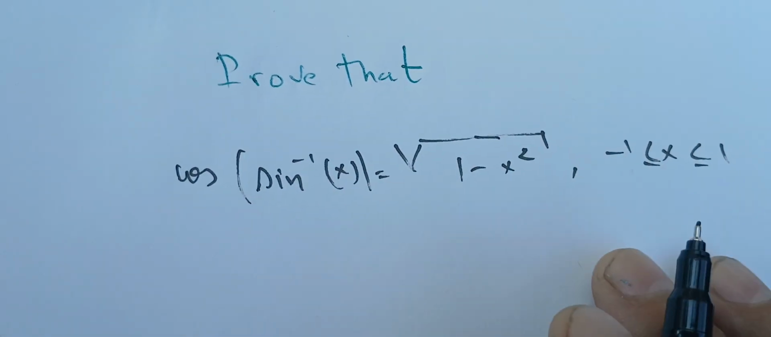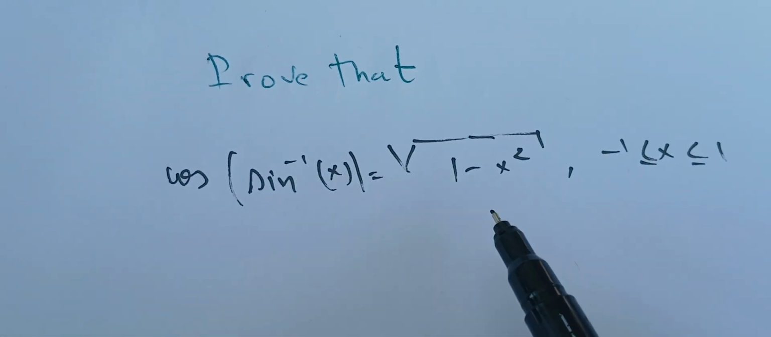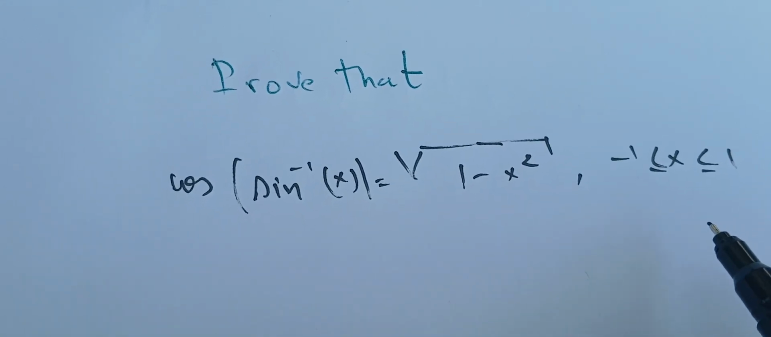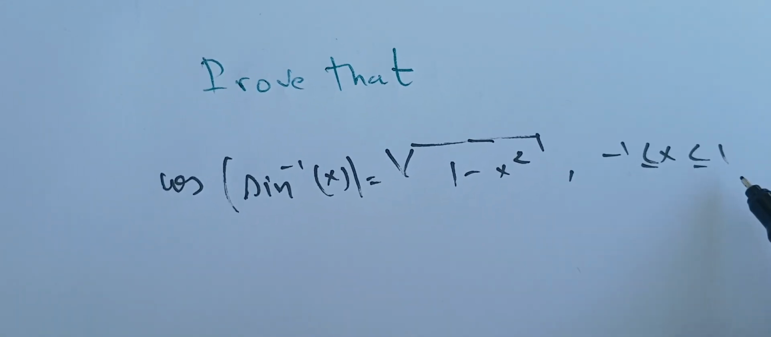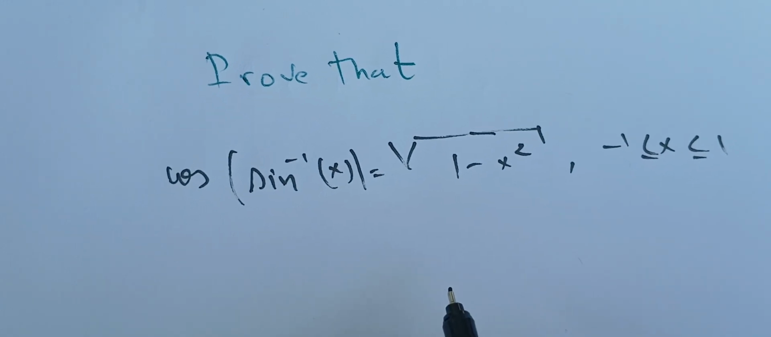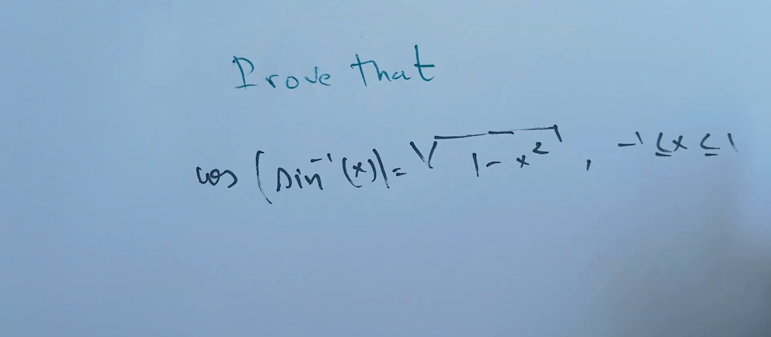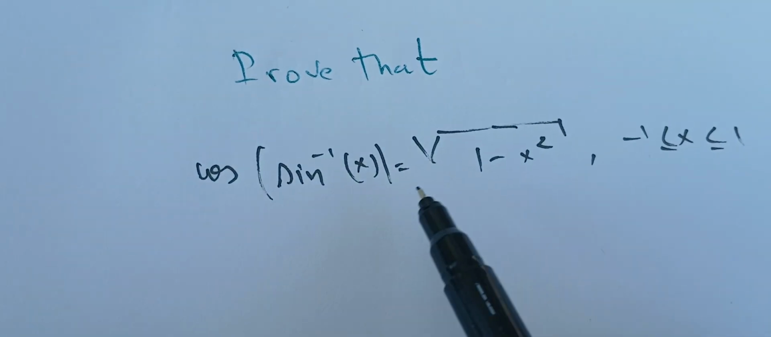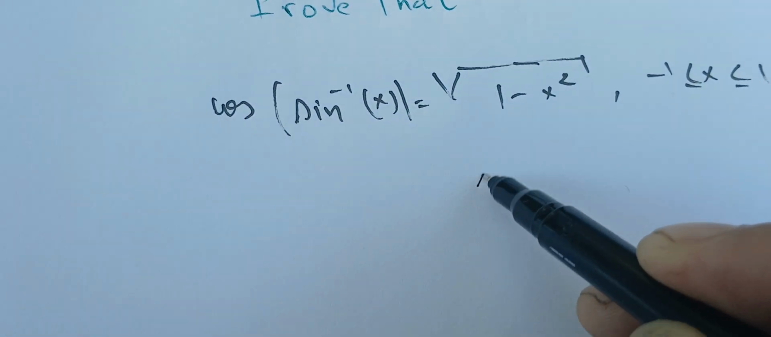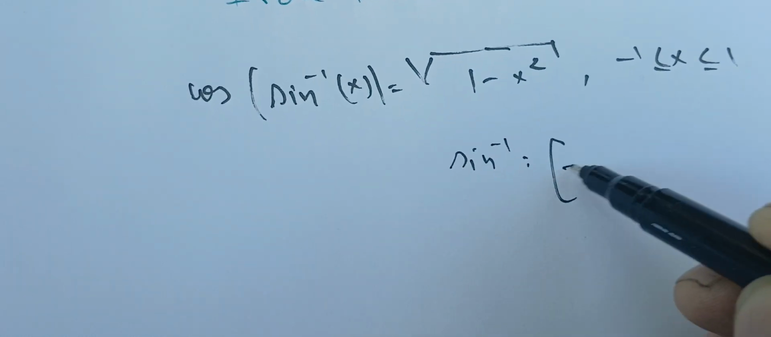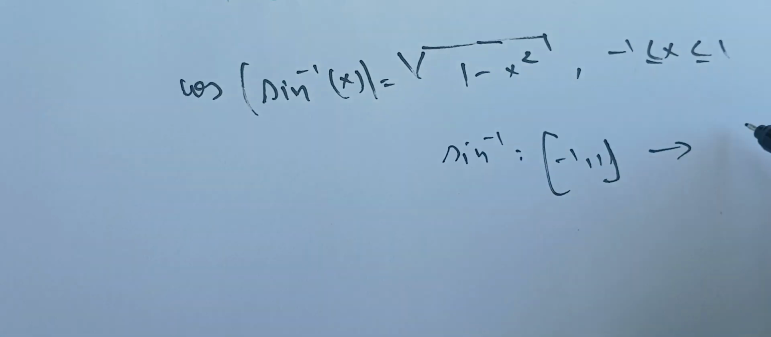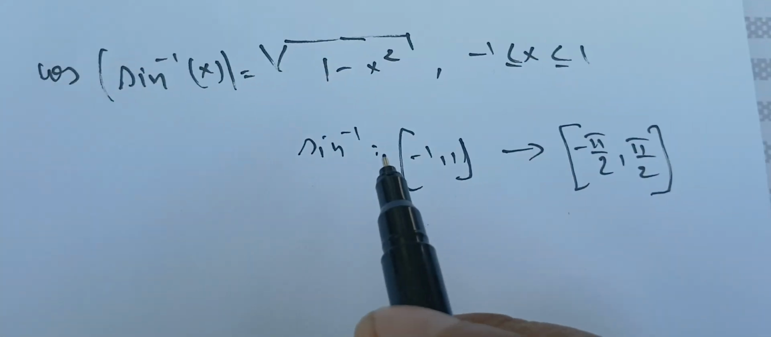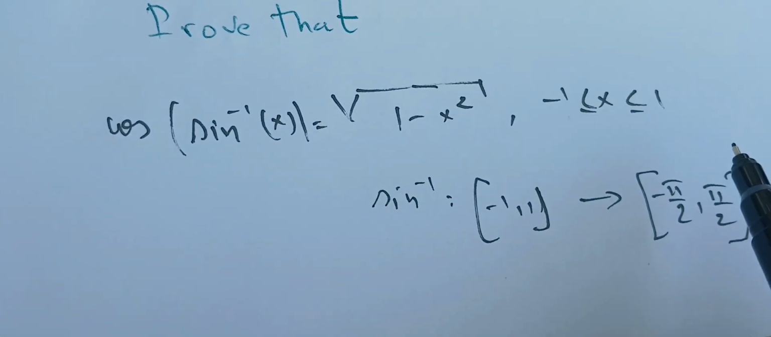Now we're going to prove that the cosine of the sine inverse of x is given by the square root of 1 minus x squared, with x between -1 and 1. To solve this problem and get all the results that we need, note that the sine inverse is defined on [-1, 1], and it has values in [-pi/2, pi/2]. This is very critical to solve this problem.